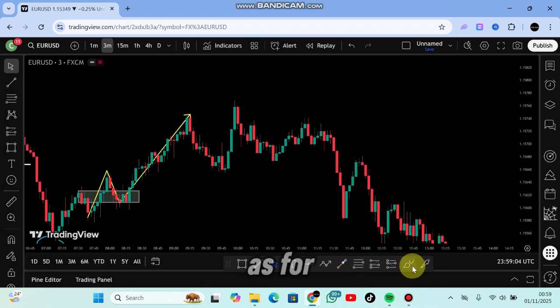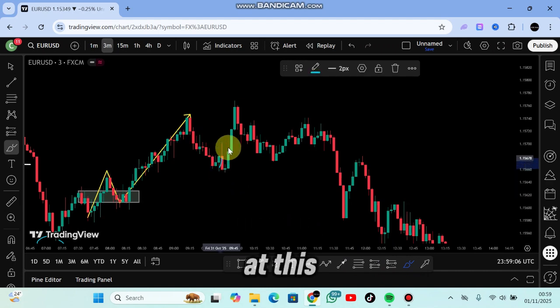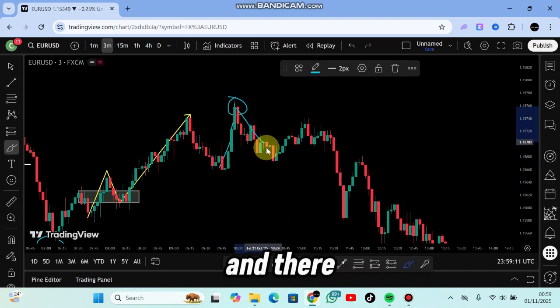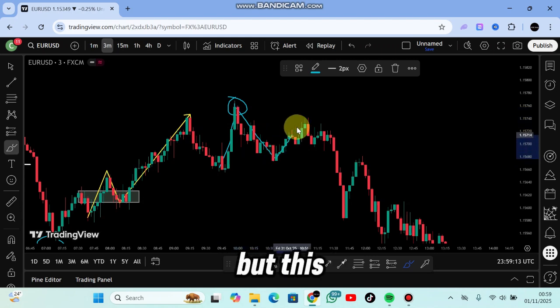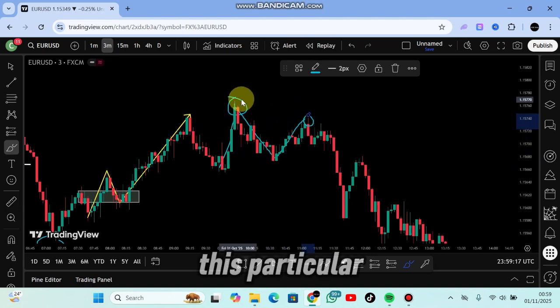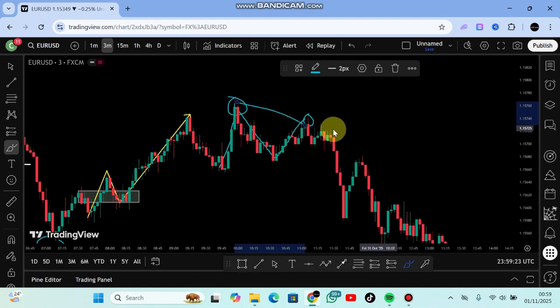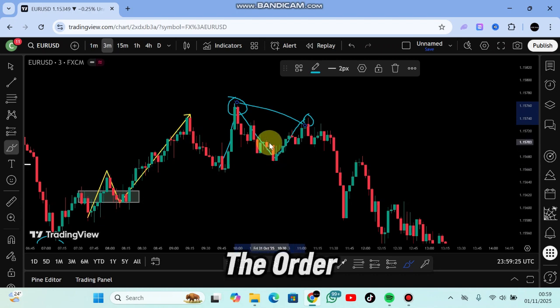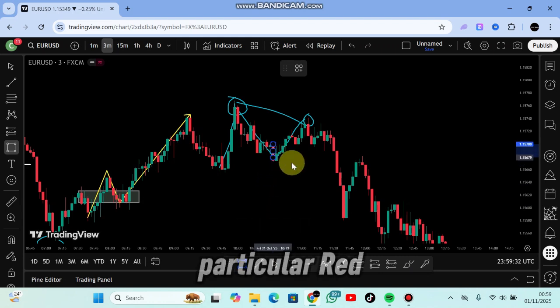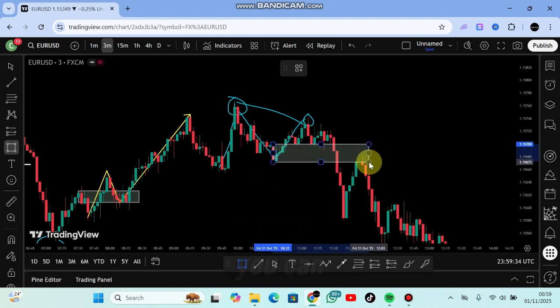So guys, at this particular place, there's also another mitigation block. Let me draw it out for you guys to see. At this particular region, this was a high, and there is a retracement, but this is another high, which price was able to take. So what you need to do is simply draw out the order block candlestick that created this particular impulsive movement, and it should be this particular red candle, as you can see.